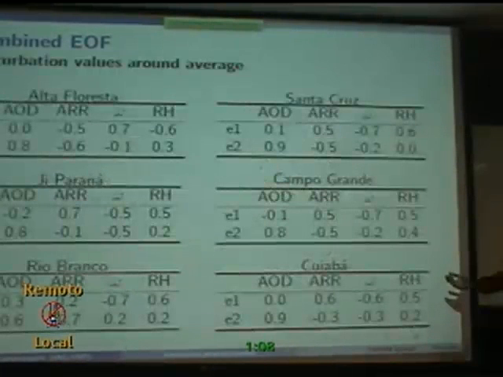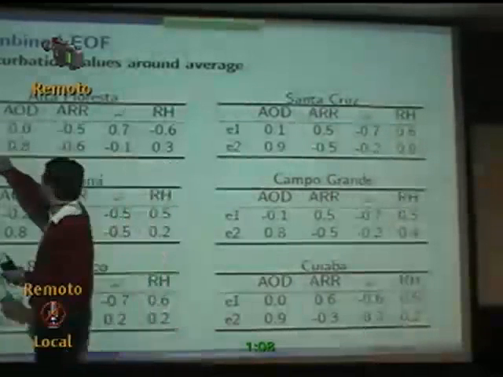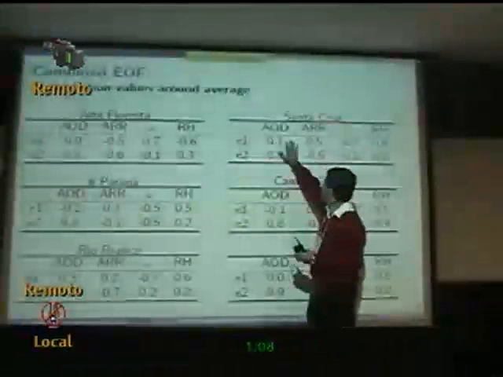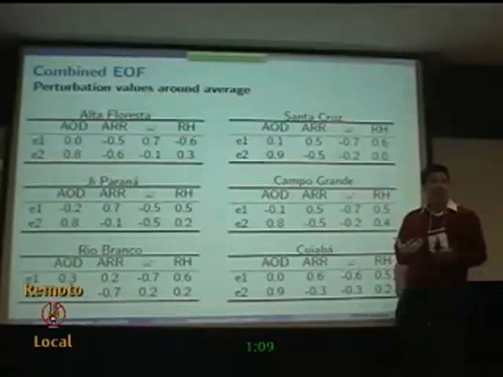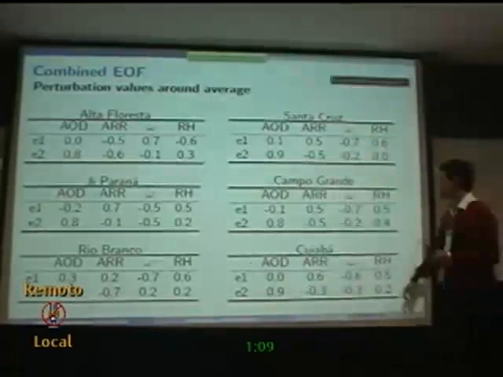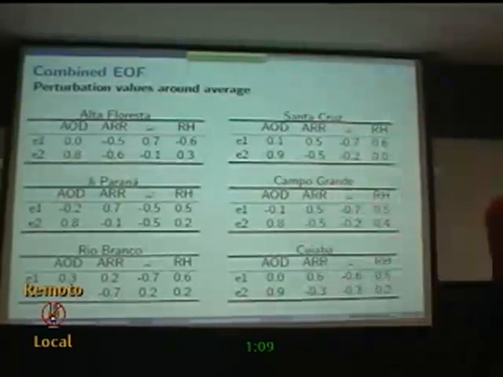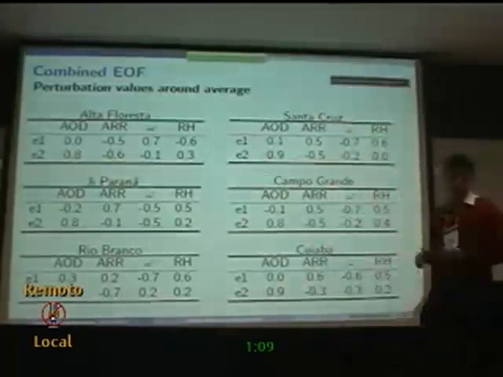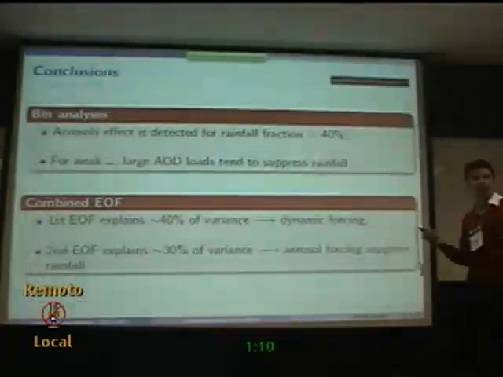So here is the combined UF, the UF 1 and 2. The first line is UF 1 and the second line is UF 2. So for each mode, each component: AOD, rainfall, humidity. In this case, the second UF detected an aerosol effect that suppresses the rain, because the signals are different here. So high values of AOD suppress the rain for all stations here.